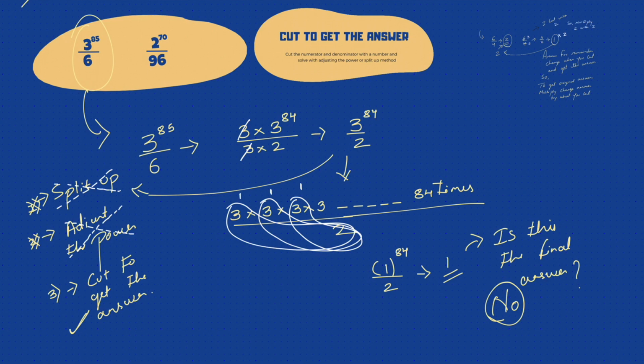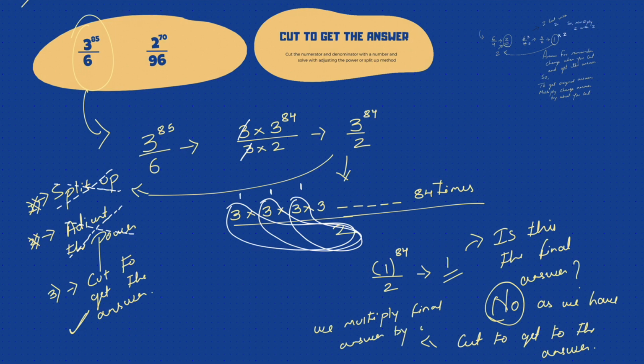Okay, so as to get the original answer, multiply the answer that you are getting after the cut by what you have cut. Okay, so what did we cut this by? We cut this by 3. So I'll multiply my final answer, that is 1. Okay, I'll multiply this 1 by 3, to get to the original answer of 3 raised to 85 divided by 6.